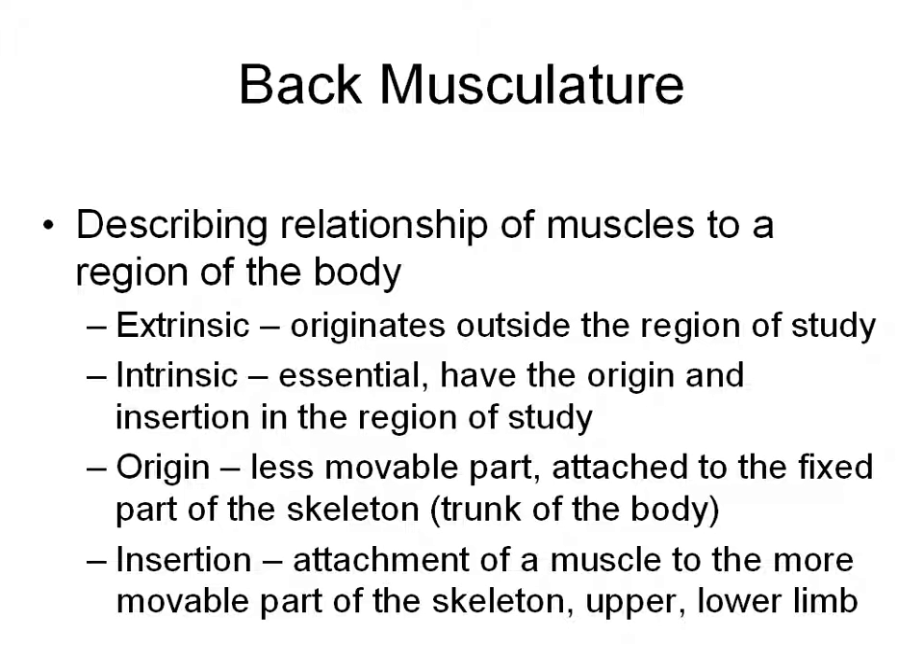It's usually attached to the fixed part of the skeleton, which is the trunk of the body, which includes the thorax, the abdomen, the pelvis, the back. These are all parts of the trunk. The insertion is the attachment of the muscle to the more movable part of the skeleton. So many muscles will start on the trunk, and then they will insert onto a limb, for instance, which is a more movable part. So if I were showing you a muscle and you could see that one part was clearly on the trunk, the other part clearly on a limb, you should be able to identify the part of the muscle on the trunk as the origin and the part on the limb as the insertion.